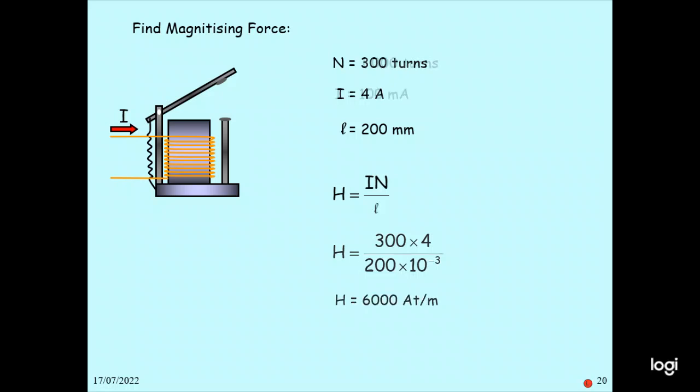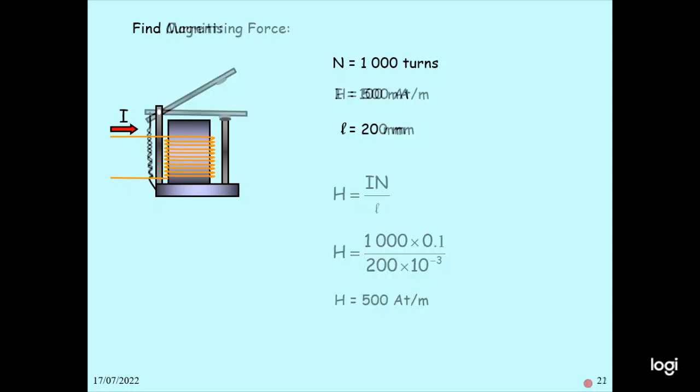We also need to find the magnetizing force with N equal to 1000 turns, I equal to 100 milliampere, L equal to 200 millimeter. In this case, H equals I N by L, so 1000 into 0.1 divided by 200 into 10 power minus 3. You get 500 ampere turns per meter.